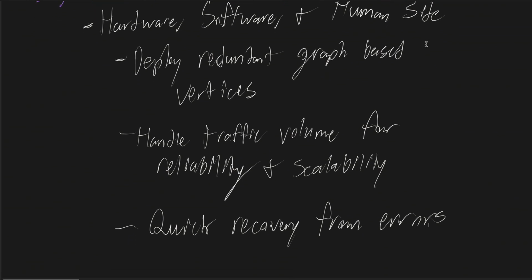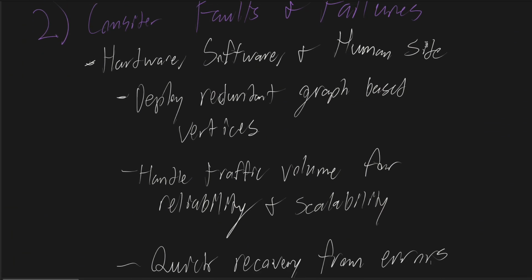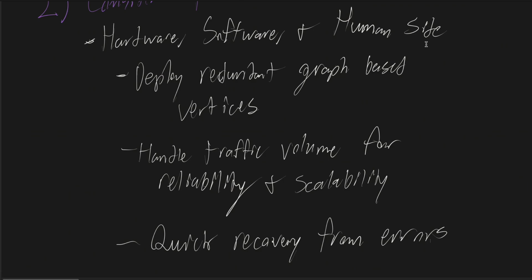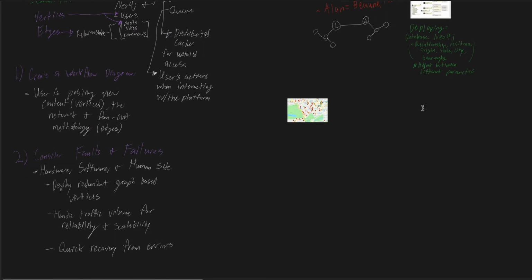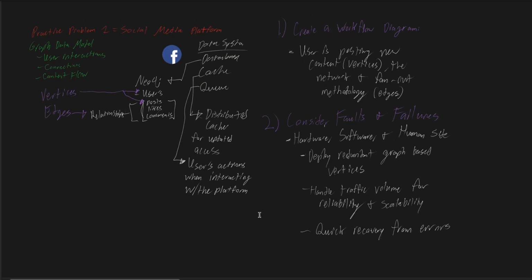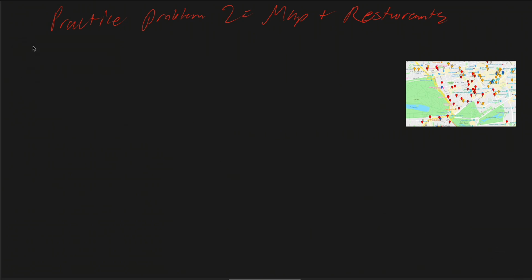These measures ensure that the social media platform is resilient even under the stress of viral content and rapidly evolving user networks. So let me just zoom out of here to give you a deeper understanding. There we go. And let's move over to our second practice problem. Feel free to take a screenshot as well.